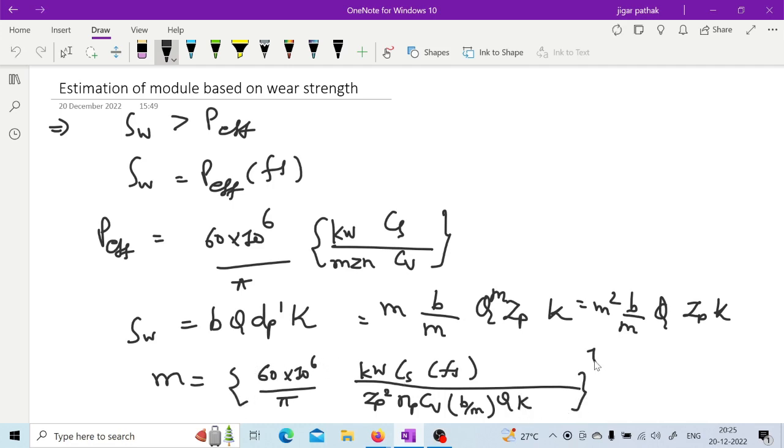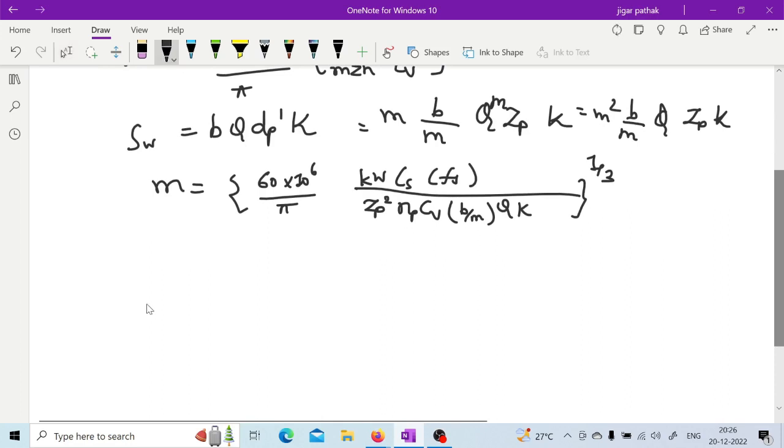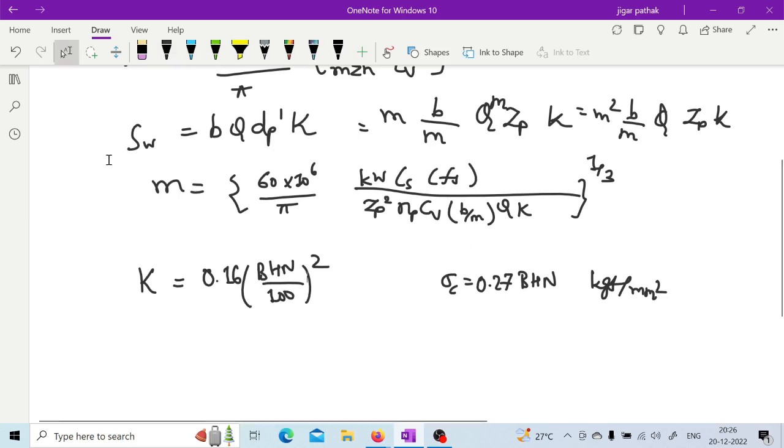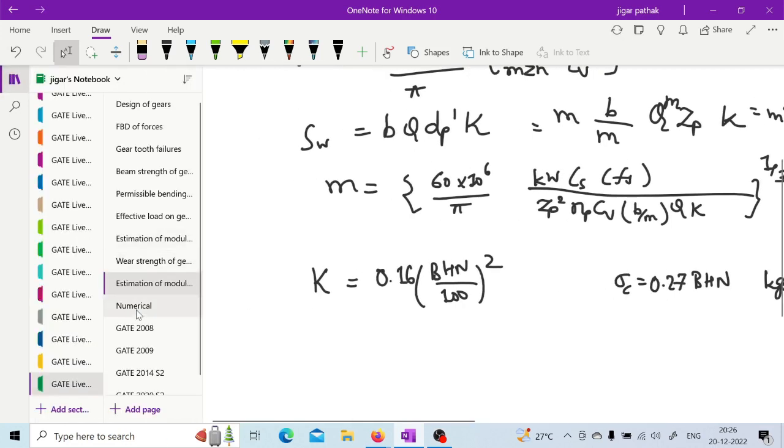So here also you can define this module based on wear strength, right? Here they have further simplified this K, which we have defined earlier, by putting in the values of E1, E2, and alpha, the pressure angle, that is 20. Then this sigma C they have considered as 0.27 times the Brinell hardness number, in terms of kgf per mm square. So they have simplified this as 0.16 (BHN/100) squared by putting these values. So this is how we estimate the module based on these different criteria.